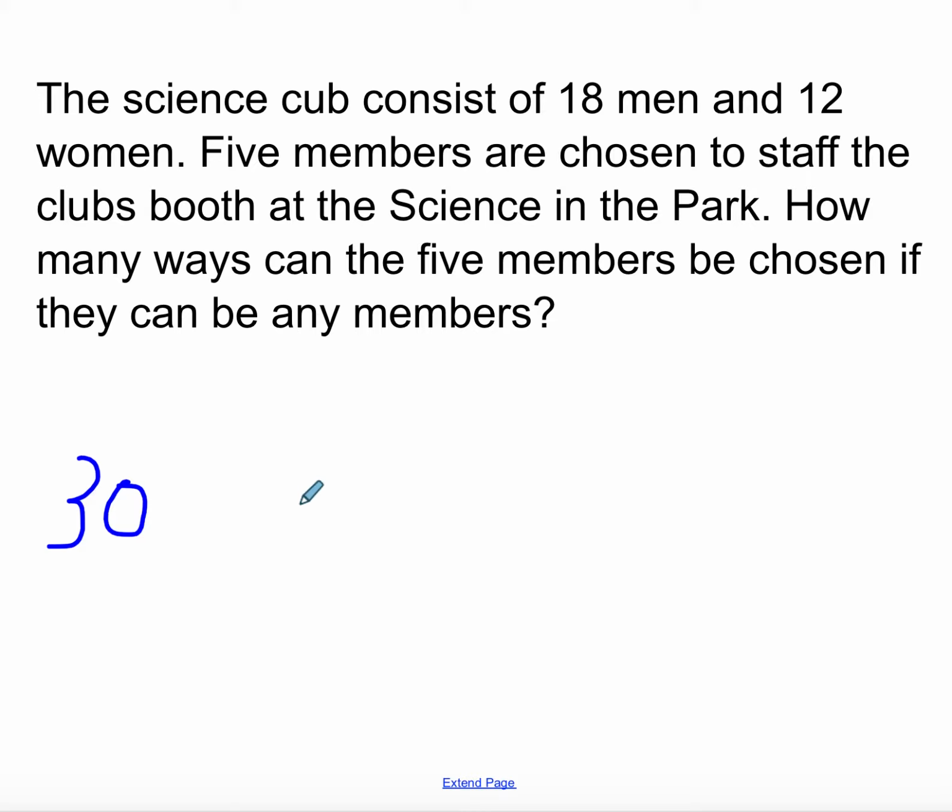And then the next thing that we have to think about is, does order matter or not? Does it matter what order I pick those 5 people to staff it? Are they going to be in a very specific place, or are they going to not have a very specific type of job? Since it doesn't matter, order doesn't matter. So it's a combination, because it doesn't matter what order you pick somebody in, they're all going to do the same job. So I'm going to write that down.